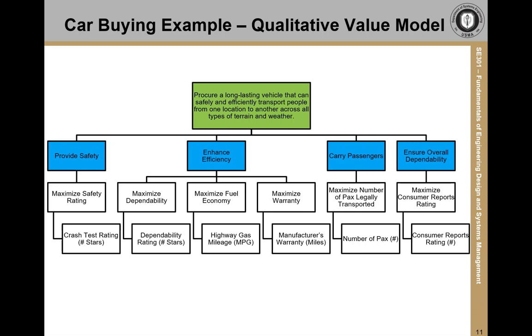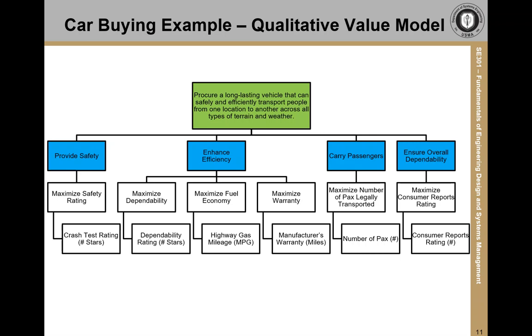All right, moving on to carry passengers. Our objective is fairly straightforward here. We want to maximize the number of passengers legally allowed to be transported by the vehicle. And that's just simply the number of passengers. How many people, how many seatbelts do we have? And then our final objective could be for dependability. We could maximize the overall Consumer Reports rating, and we would look at that by simply using the Consumer Reports rating.